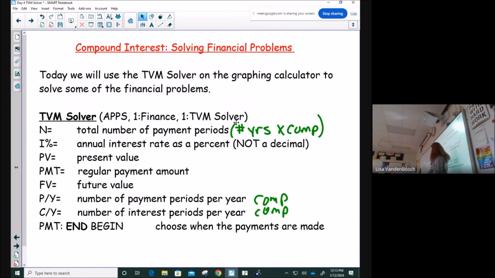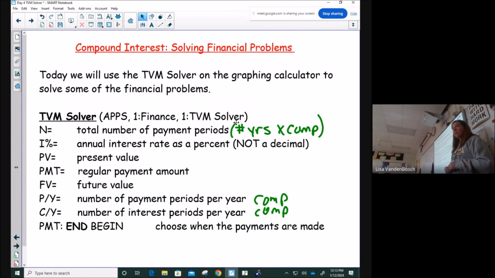And then at the very bottom of your screen, you should have an end and a begin. Make sure your end is always highlighted. What that is telling you is when you are making payments or whatever. So you're making them at the end of the month, you're making them at the beginning of the month, whatever. We just always leave it on end.